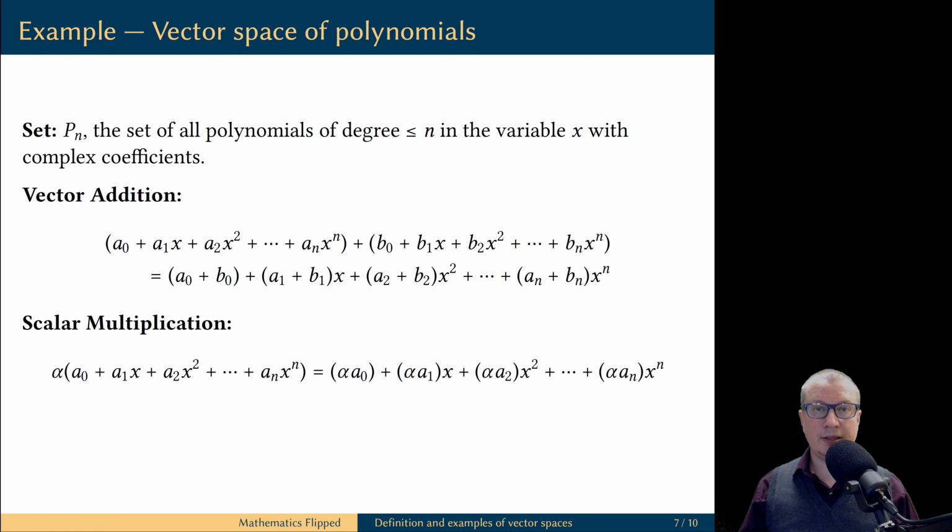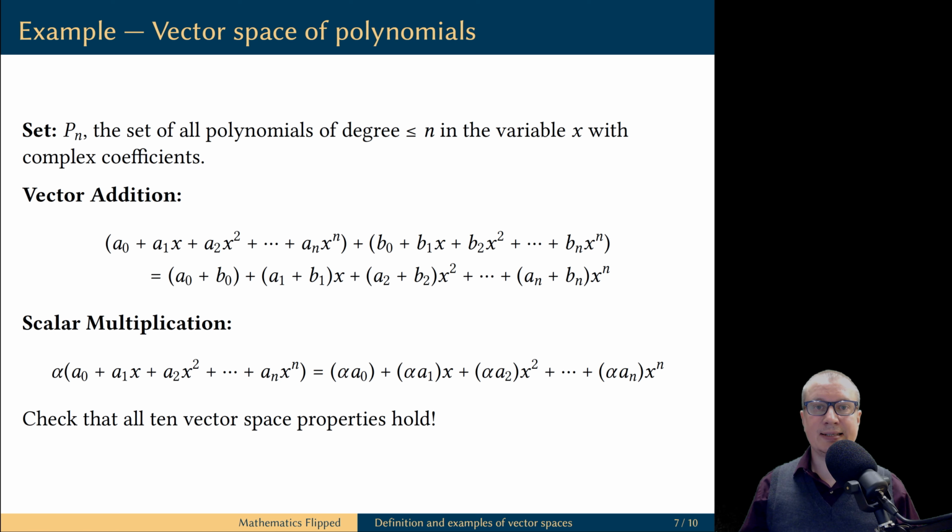We will define the operation of vector addition on this set in a more or less natural fashion. We will add the polynomials as if we were adding them as polynomial functions. Also, we will define the operation of scalar multiplication in the following way. To scale a polynomial by scalar alpha, you just multiply every coefficient by this scalar alpha. Again, this is what we would have done if we treated these polynomials as polynomial functions.